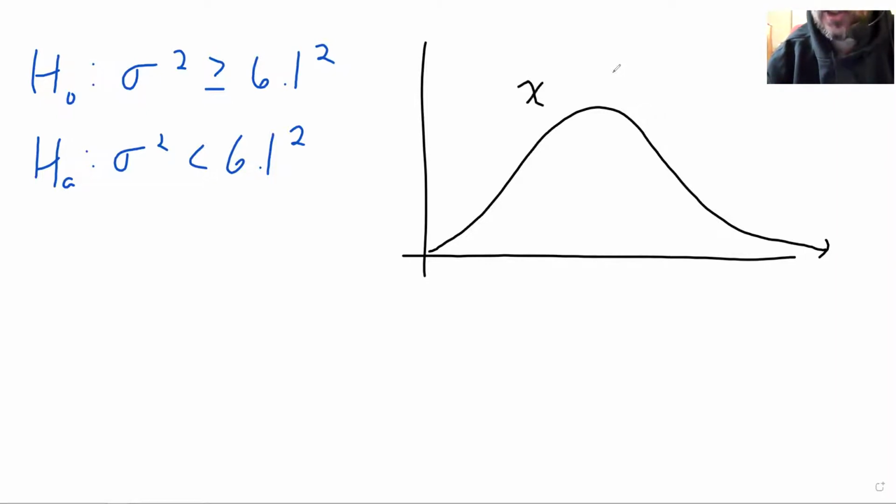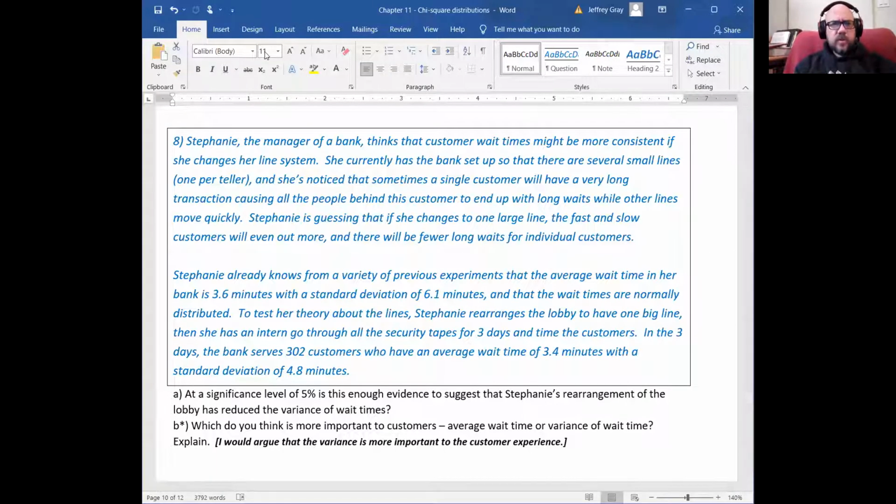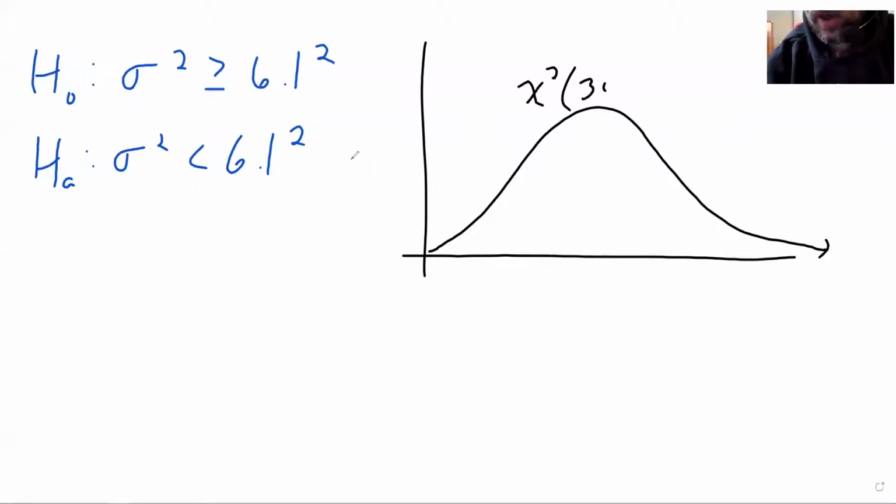So this is chi-squared with 301 degrees of freedom. Is that right? Yeah, 301 degrees of freedom. Chi-squared with 301, which makes it look very much like a normal distribution. That also means that the mean, which is pretty much at the peak, is going to be at 301. Maybe about there.